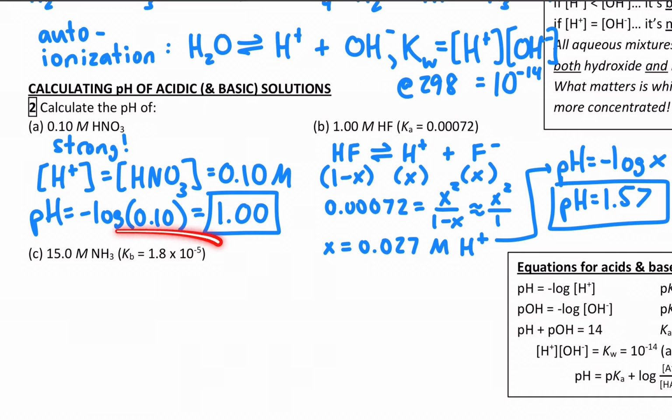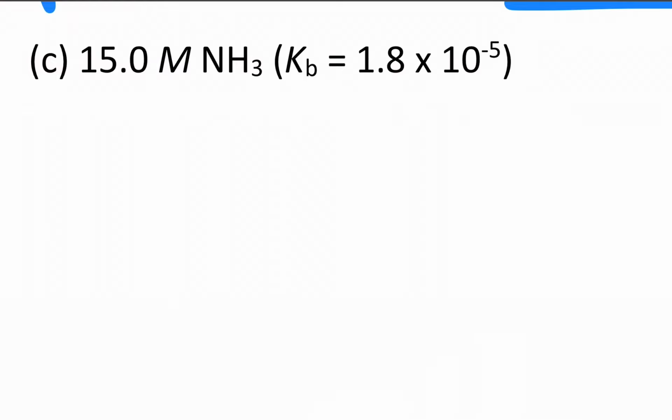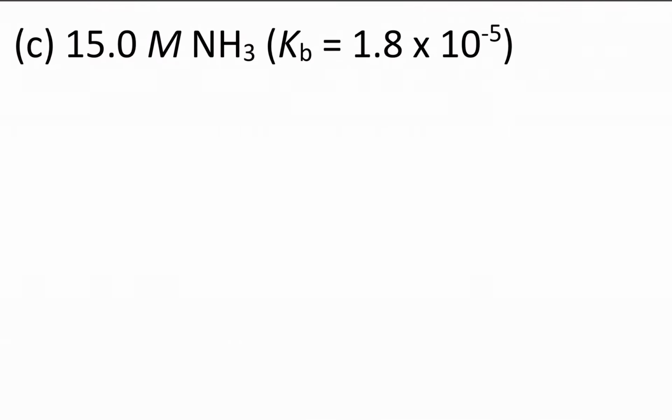Let's do one more that I want you to try. Here's a weak base with a Kb value. See if you can figure out what the equilibrium expression looks like for this Kb of ammonia and how you use that to ultimately get the pH of a 15 molar ammonia solution.